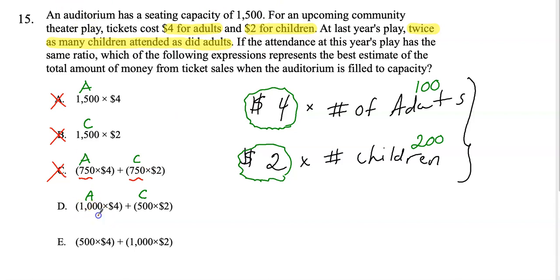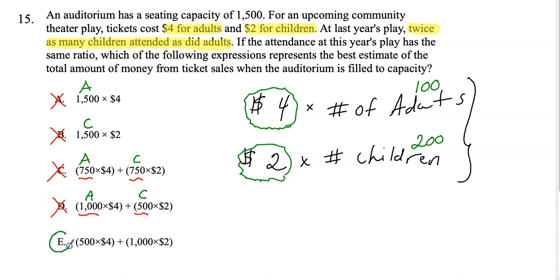I want to get my red pen. This is saying 1,000 adults showed up, they all paid $4, and 500 children showed up, they paid $2. But we know that there were more children than adults, because it says twice as many children attended as adults. So it can't be this one. This is actually backwards. This is saying that twice as many adults attended than children. So this is gone. The only one that's left is E, and that's my answer.